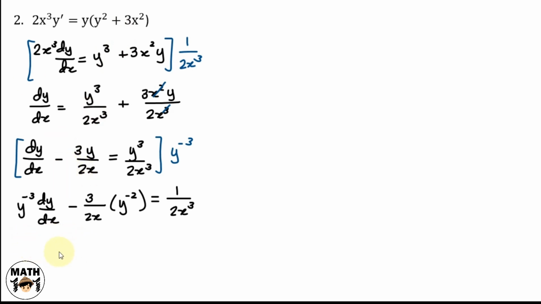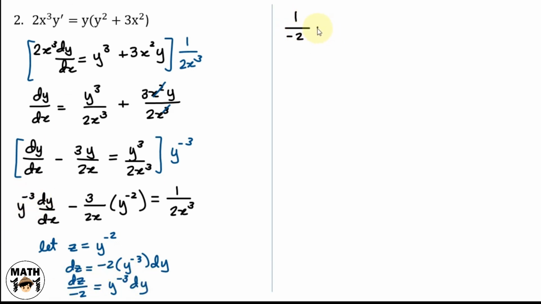Then, introducing a new variable, let's say that is z. Equate natin siya dito para ma-reduce natin yung Bernoulli equation to a linear differential equation. Then, taking the derivative of both sides, negative 2 y raised to negative 3 dy. Then, solving for this term, derivative of z over negative 2 equals y raised to negative 3 dy. Palit natin to for this. 1 over negative 2 times derivative of z with respect to x minus 3 over 2x. Y raised to negative 2 is now z equals 1 over 2x cubed.